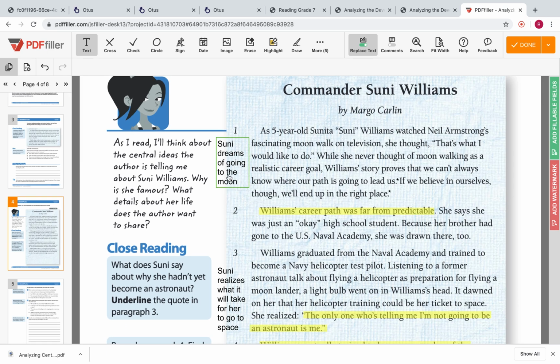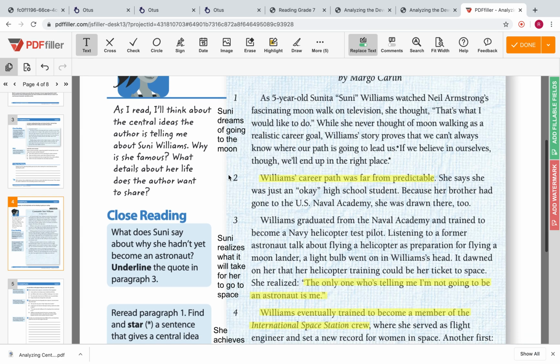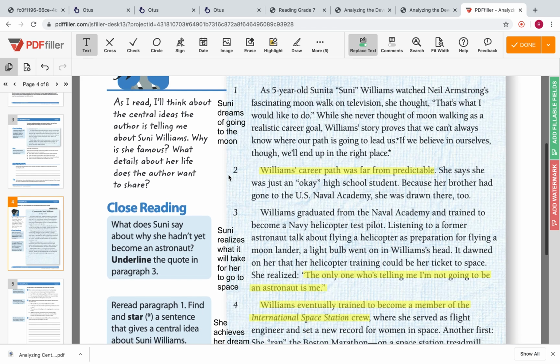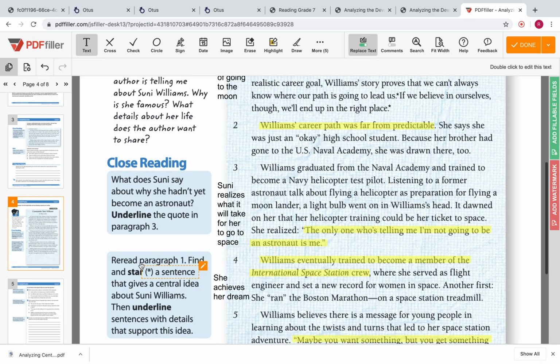So, remember when we write just statements, it's a short, simple sentence that pretty much sums up what the paragraph is talking about. All right. Now, let's look at this close reading hint right here. It says to reread paragraph 1 and find and star, put an asterisk by the sentence that gives a central idea about Suni Williams. Then underline sentences with details that support this idea.